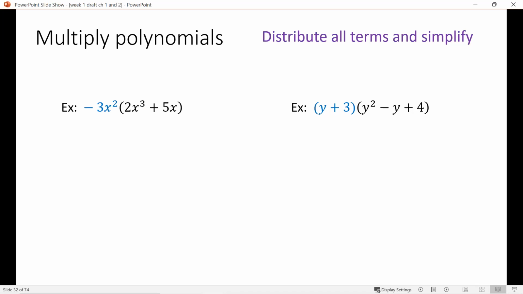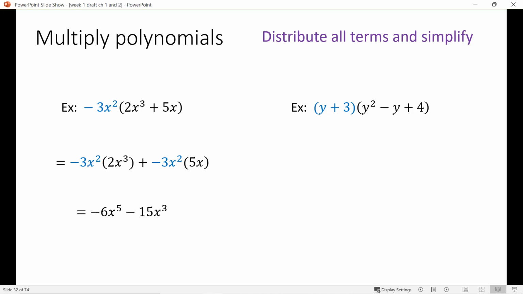Let's talk about multiplying polynomials. Here, you just have to distribute all the terms and then simplify. So in our first example, we're going to distribute that negative 3x squared to each of the terms in the parentheses. And then we're going to use the fact that multiplication is commutative and associative and simplify each of those 2 terms.